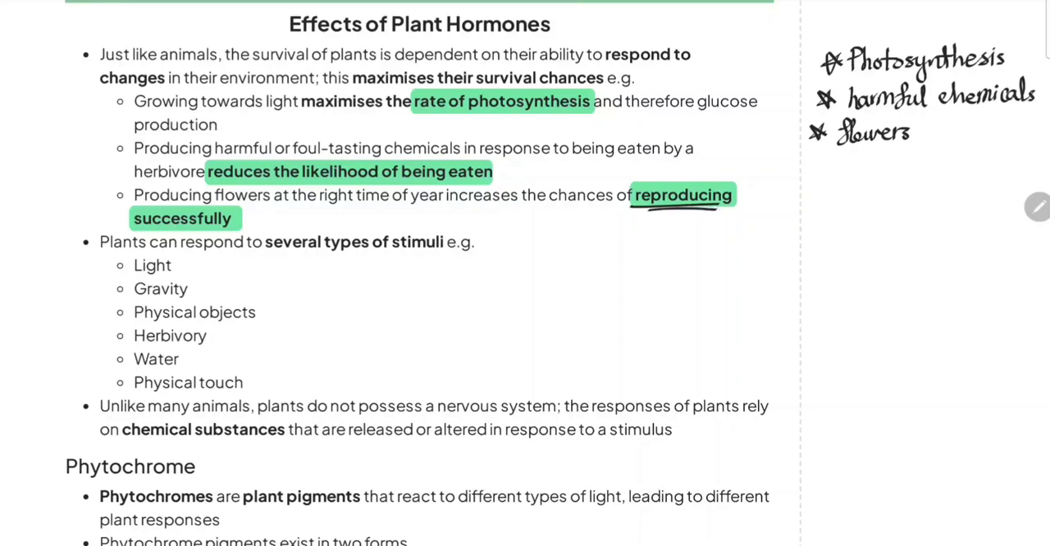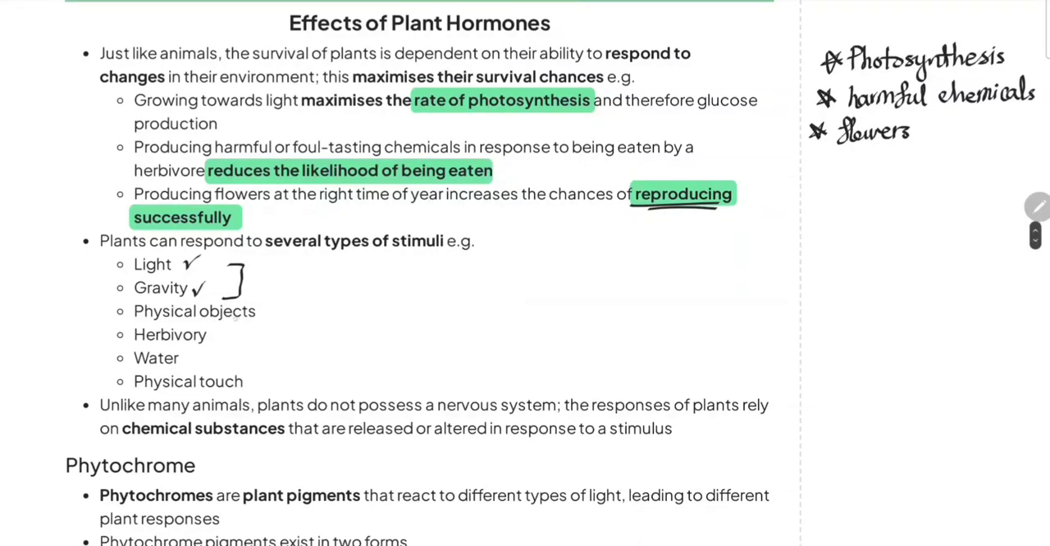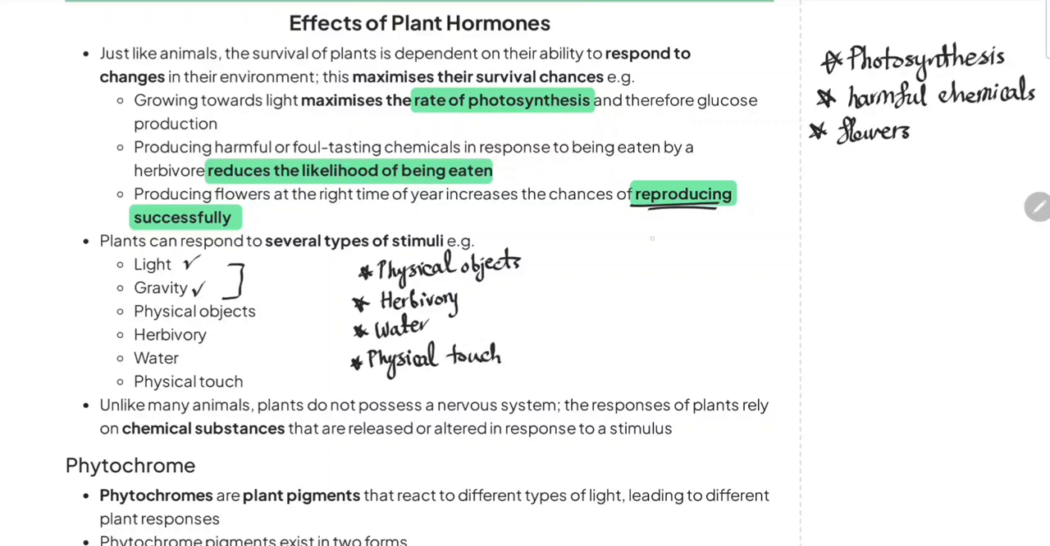Plants can respond to several types of stimuli: light and gravity, and these are things that we already knew before. The light and gravity, the physical objects, the herbivory, water, and physical touch. So we've known before light and gravity. Other than that, we have being eaten, that's one thing we said before. Physical objects, touching it, or we're going to know more. Herbivory, water, and physical touch.